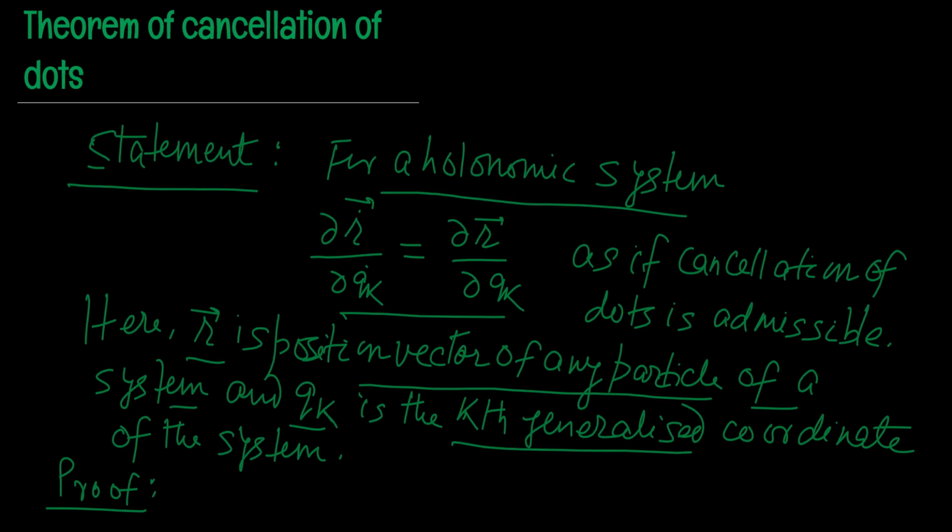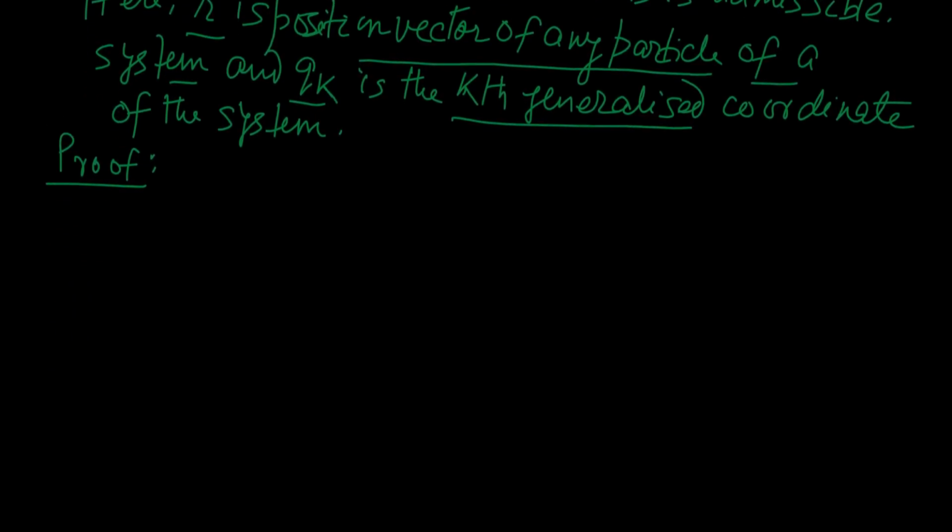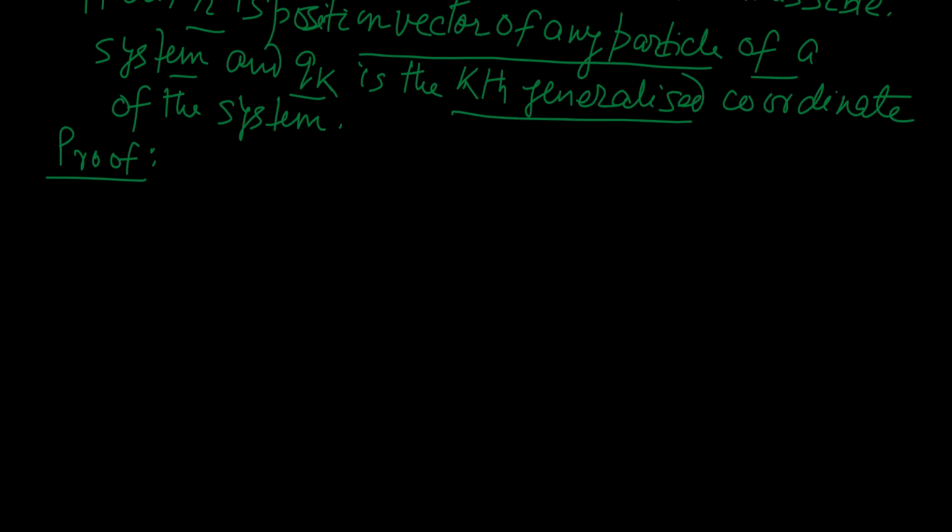The important thing is that we have to prove that del r dot by del qk dot is equal to del r by del qk. For any holonomic system, this result holds, and this statement is known as the theorem of cancellation of dots. So this is the statement. Now we will prove this theorem.